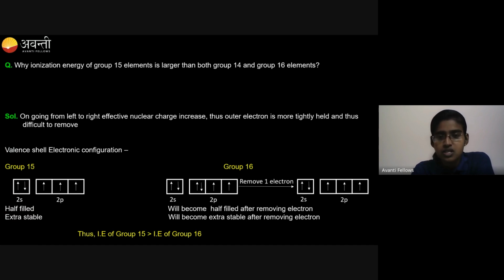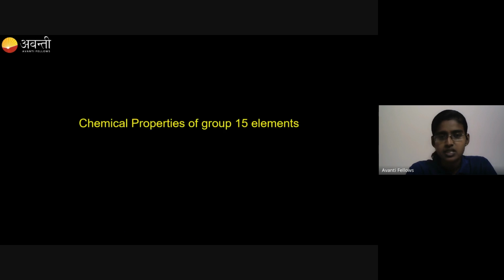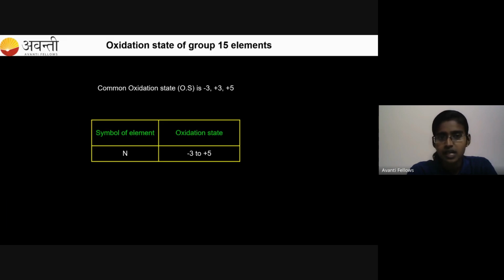Okay, so with this, the physical properties of group 15 is getting over. Now let's move on to the third topic, which is the chemical properties of group 15 elements. Under chemical properties, the first property that we are going to discuss is the oxidation state of group 15. The most common oxidation states are -3, +3 and +5 for this particular group. Nitrogen can show oxidation states from -3 to +5: -3, -2, -1, like that, it can exist till +5.